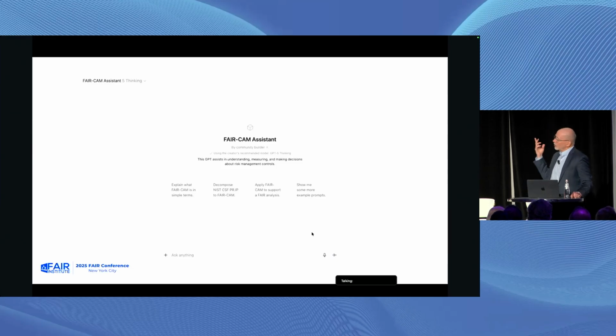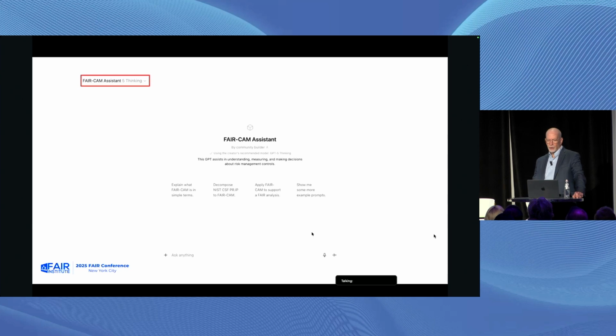So if you go out to the URL for this FairCam Assistant, it's on the OpenAI site. It's built upon OpenAI's ChatGPT 5 in their community builder program. You will see this screen, and I know you probably can't read it where you're sitting. But up here there's a drop down, and you can choose the thinking mode, the quick and dirty sort of responses, or really deeply thought through responses by the GPT. You can also start new chat sessions and whatnot with it. But all that's up there.